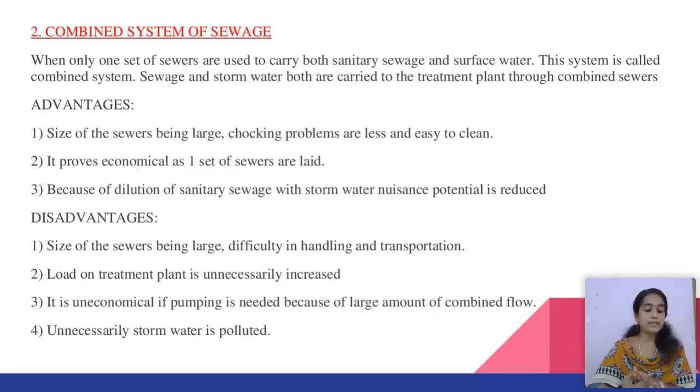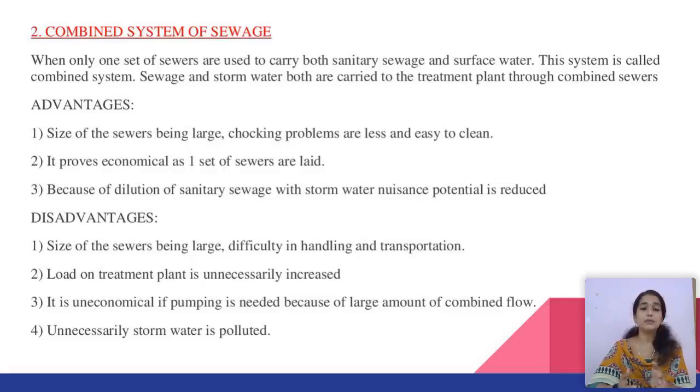Then the combined system of sewage. When only one set of sewers is used to carry both sanitary sewage and surface water or storm water, this system is called a combined system. Sewage and stormwater both are carried to the treatment plant through the combined sewers.